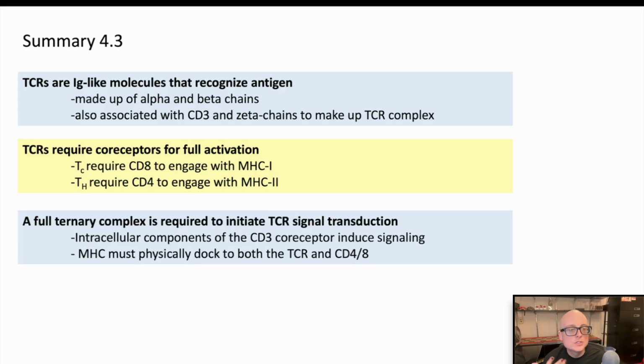Finally, we saw that a full ternary complex is required to initiate TCR signal transduction. That ternary complex included the overall TCR complex itself, which includes the TCR alpha beta chains along with CD3, as well as the co-receptor complexes of CD4 and 8 and MHC. And all of these molecules need to bind together to get a full event of antigen presentation and effector outcomes within the T cell that's receiving or binding to whatever antigen is being presented.